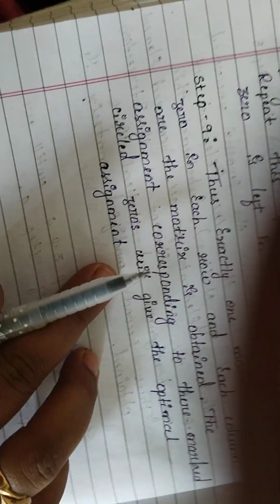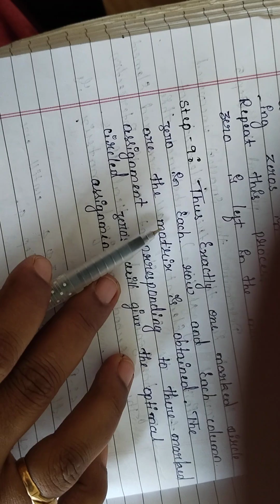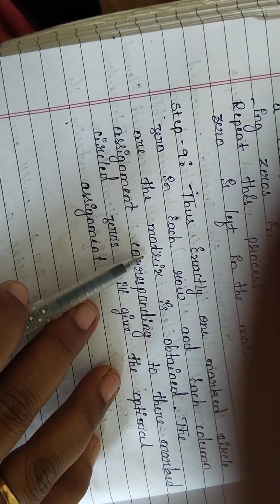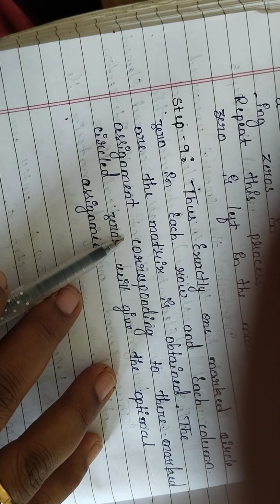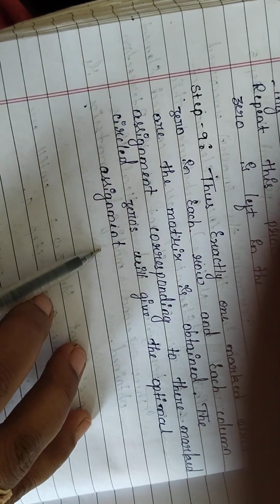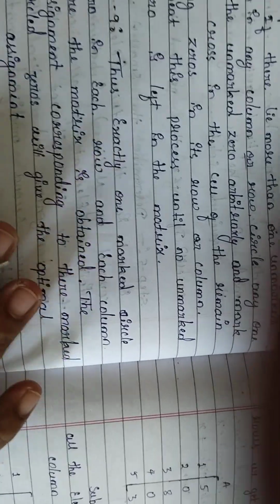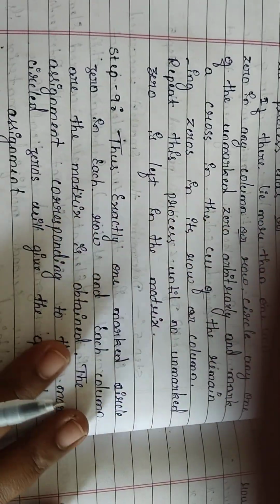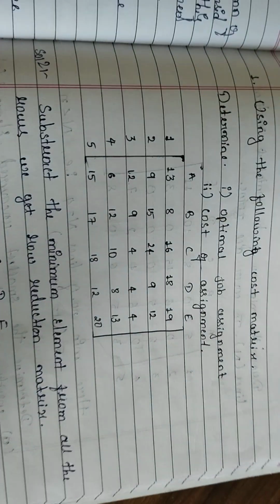And the last step: exactly one marked circle 0 is in each row and each column, taken as a matrix value. The assignment corresponding to the marked circle zeros will give the optimal assignment. Okay, so whatever steps we have studied here, I will take in an example and explain to you now. So here they have given the problem.